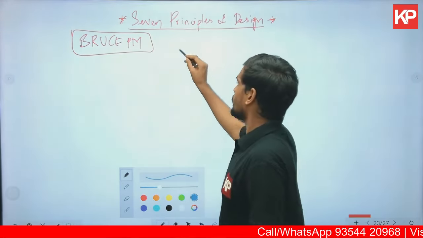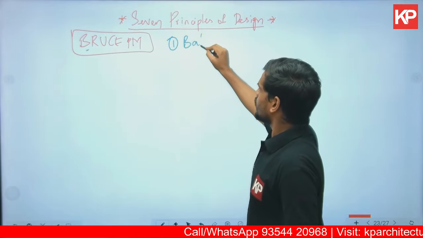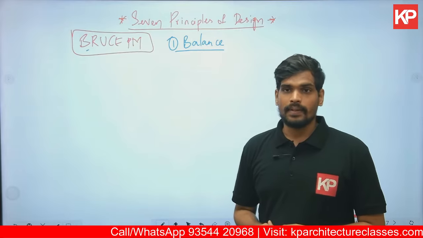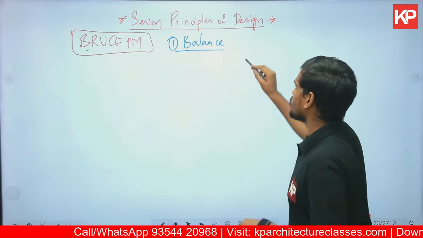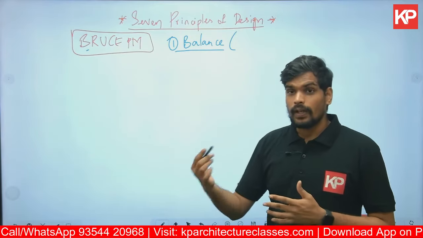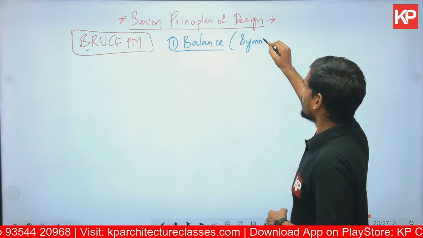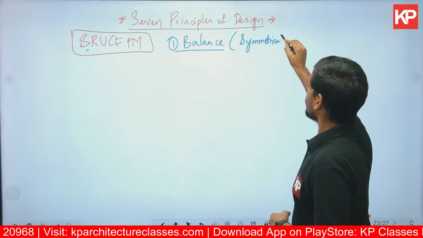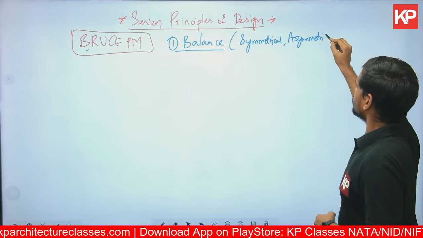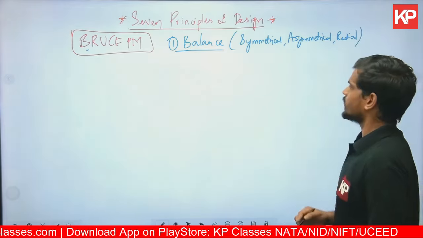What is Bruce PM? The first principle of design with B is balance. And under balance, we saw that the definition is uniformity in distribution of visual weight, and we saw there are 3 types of balance. So under each and every point, try to remember the additional points also. Along with balance, you have to remember that there are 3 types of balance: symmetrical balance, asymmetrical balance, and finally radial balance. There are 3 types of balance we discussed.